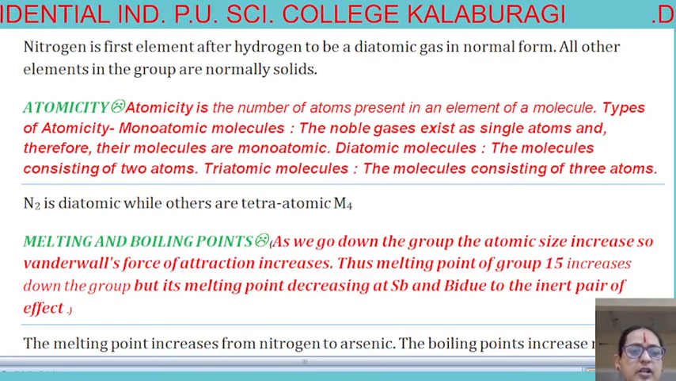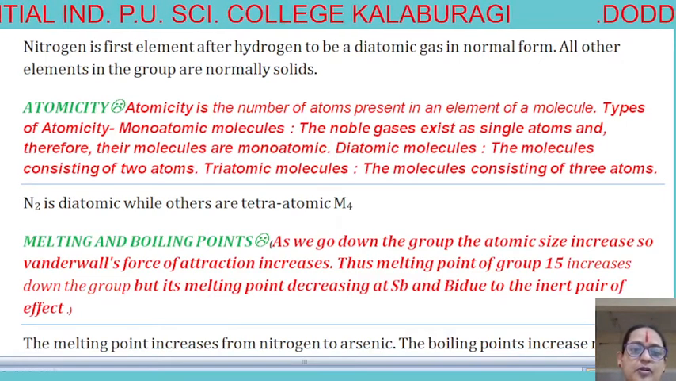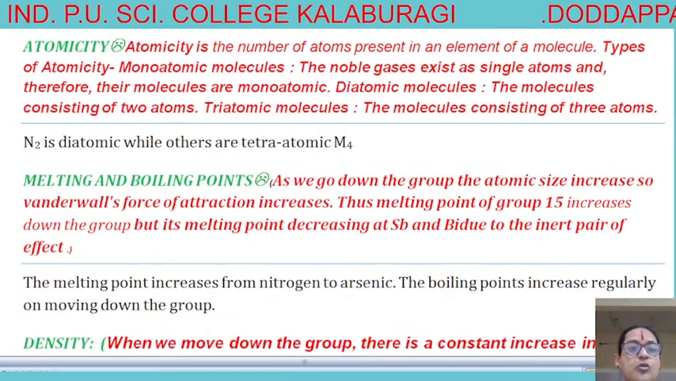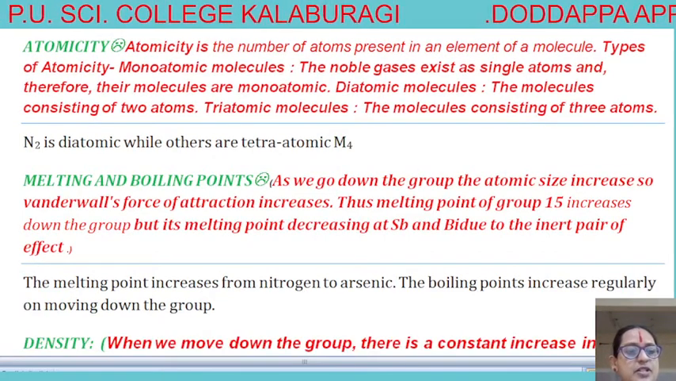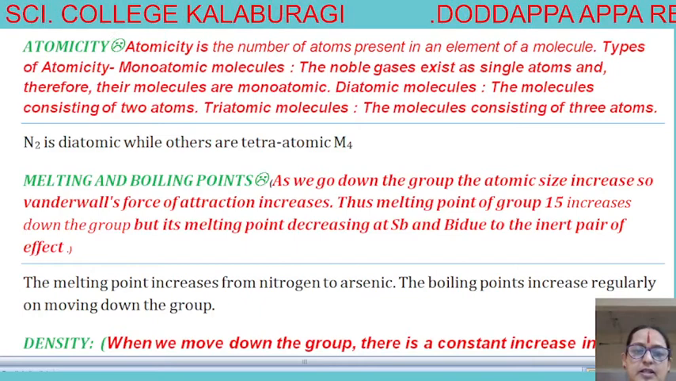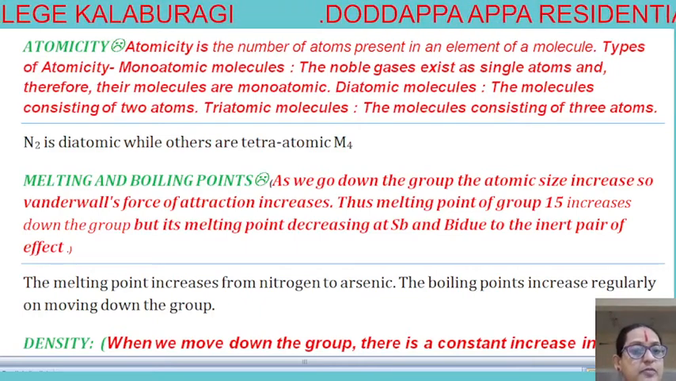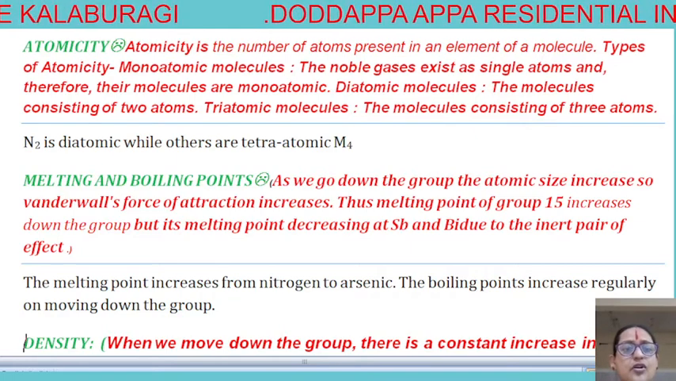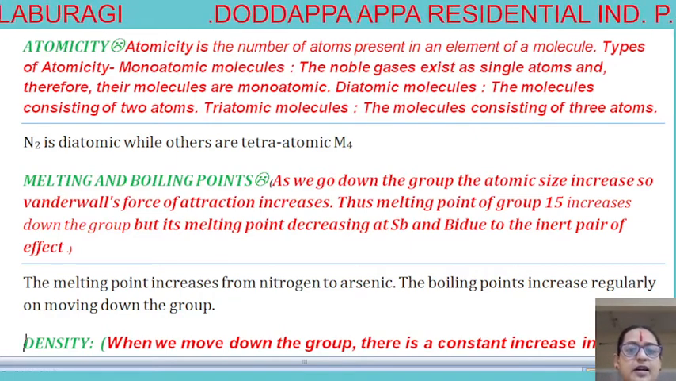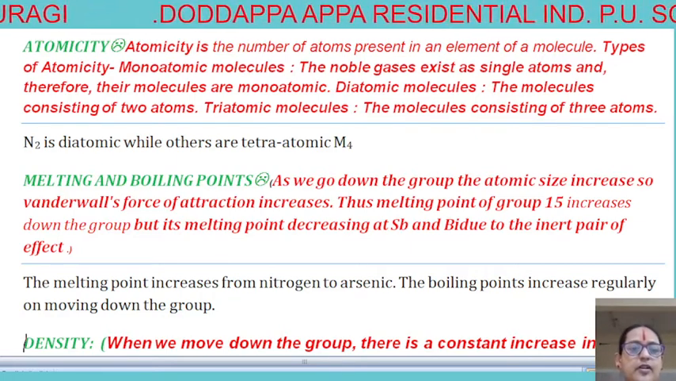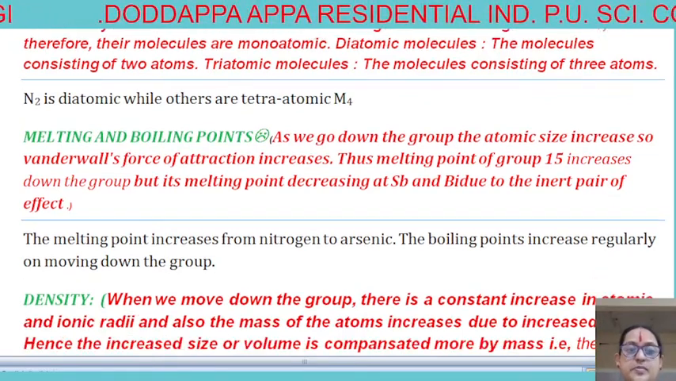Nitrogen is diatomic; it always combines with one more nitrogen to become stable. Nitrogen, as we just studied, has 5 electrons in its last orbit. It shares 3 electrons with the other nitrogen by forming a triple bond, whereas the rest of the family members are tetraatomic. They combine with 4 atoms to become stable.